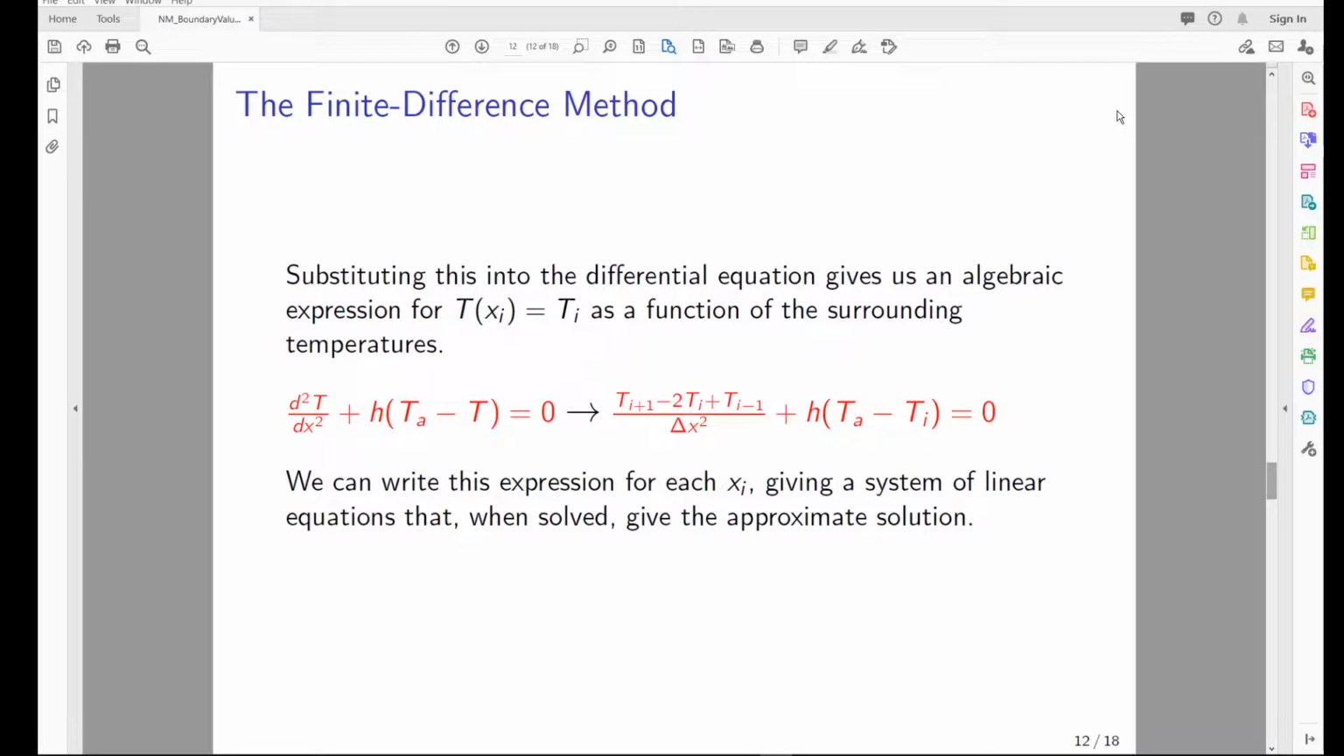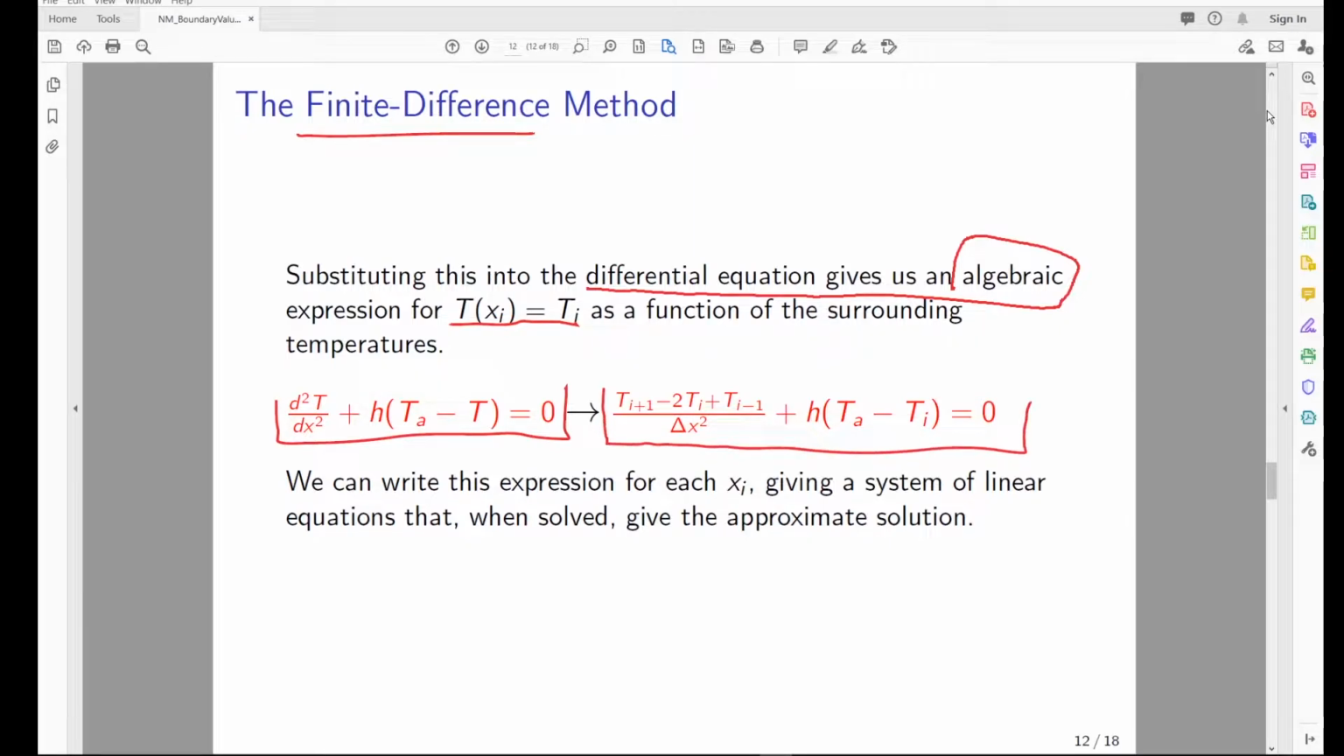Okay, so effectively, we're going to use that finite difference approximation for the second derivative and plug it into our differential equation, which is going to give us this algebraic expression, okay? And we're going to have these T(x_i)'s, this function that we really care about, broken up into various T_i's. So again, we take this second order ordinary differential equation and convert it into this algebraic expression, and now we can write this expression for each one of those x_i's, making a system of linear equations, so that when it's solved, it's going to give us the approximate solution.